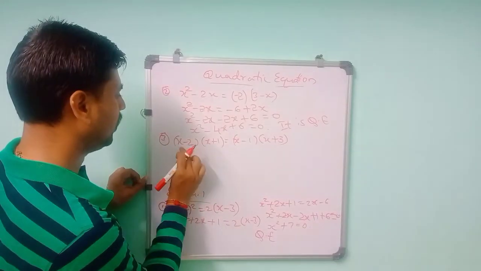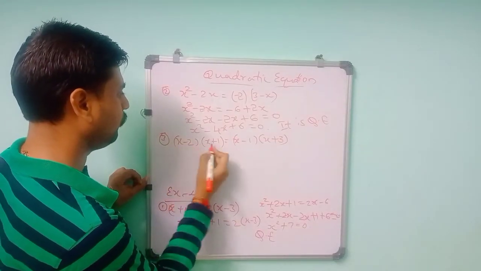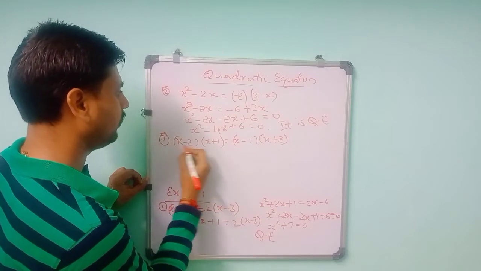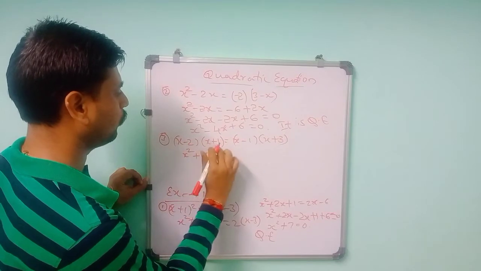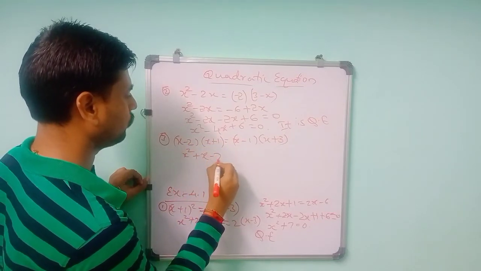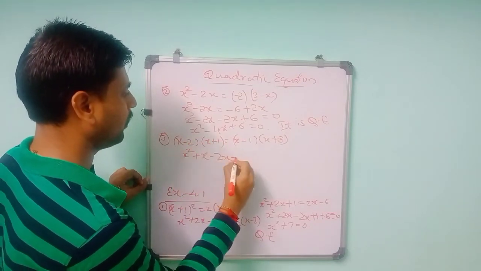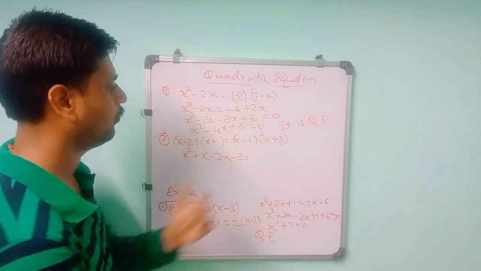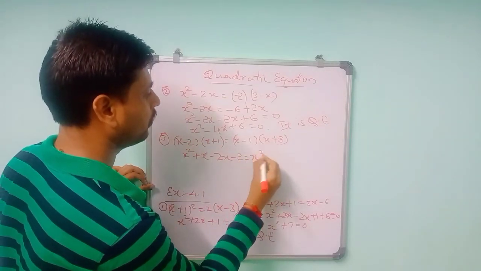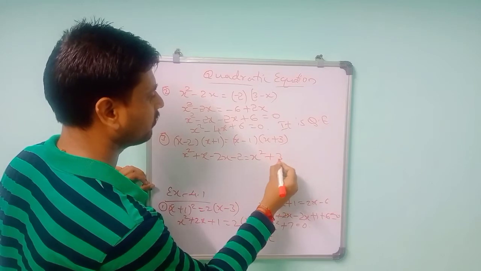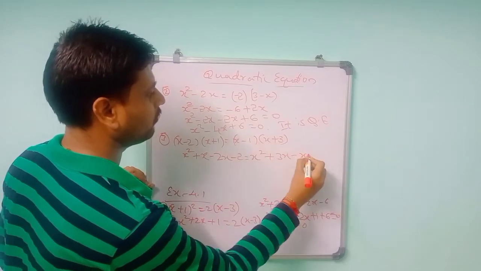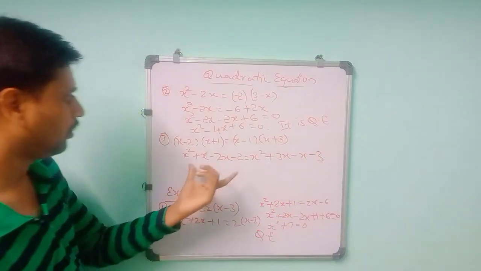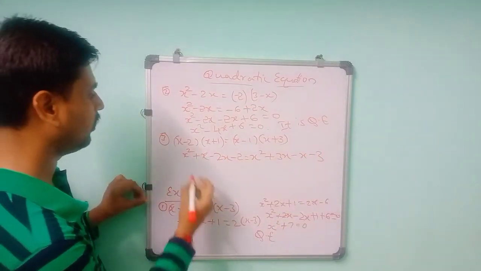So first you multiply this x to these numbers. x into x is x square, x into 1 is x, plus is there, so plus. Then minus 2 into x is minus 2x, minus 2 into 1 is minus 2. This one also the same: x into x is x square, then x into 3 is plus 3x. Then minus 1 into x is minus x, minus 1 into 3 is minus 3. So shift all the terms to one side, this one will get cancelled.